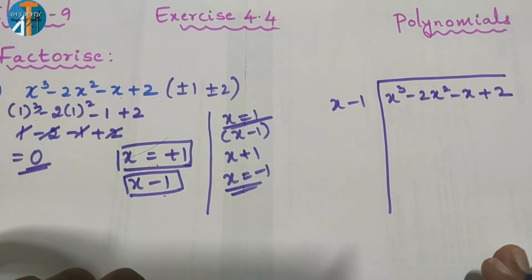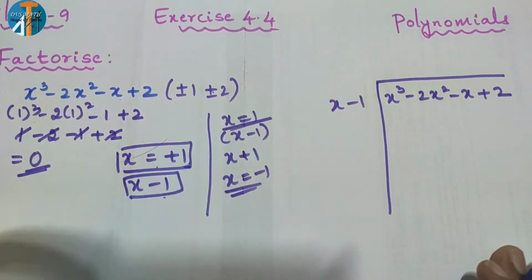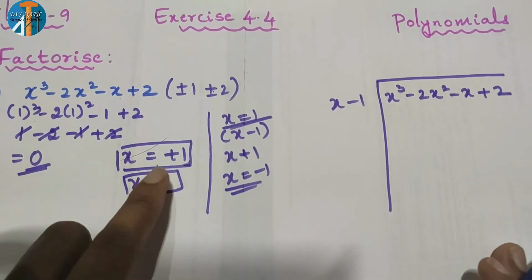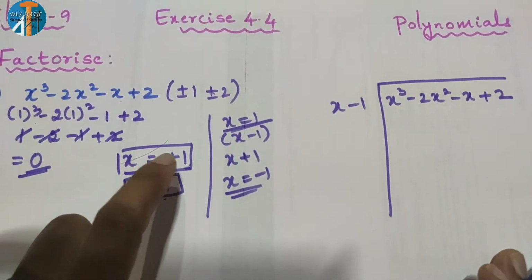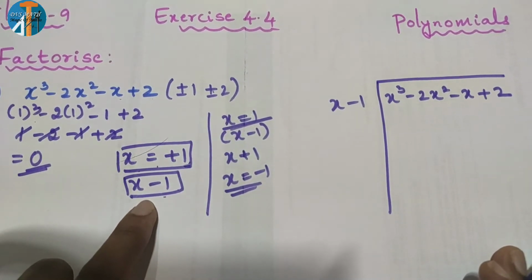Please understand carefully. First take the number out of these four numbers. Only one number makes this whole polynomial equal to 0. So that number is plus 1. Okay. If x is equal to plus 1, if you are taking plus 1, the factor becomes x minus 1. x minus 1.